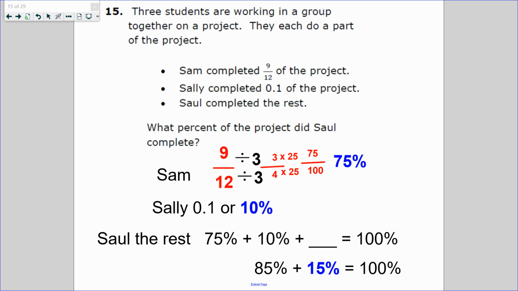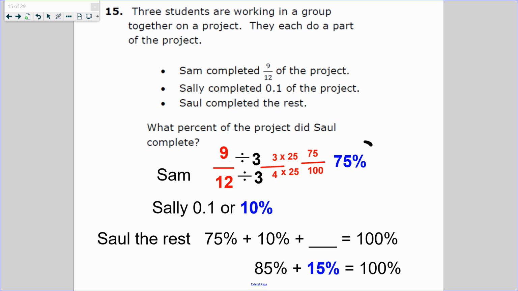15. 3 students are working in a group together on a project. They each do a part of the project. Sam completed 9/12, Sally completed 1/10, Saul completed the rest. What percent does Saul complete? Well, Sam did 9/12. Can I simplify that down? Divide by 3 is 3/4.